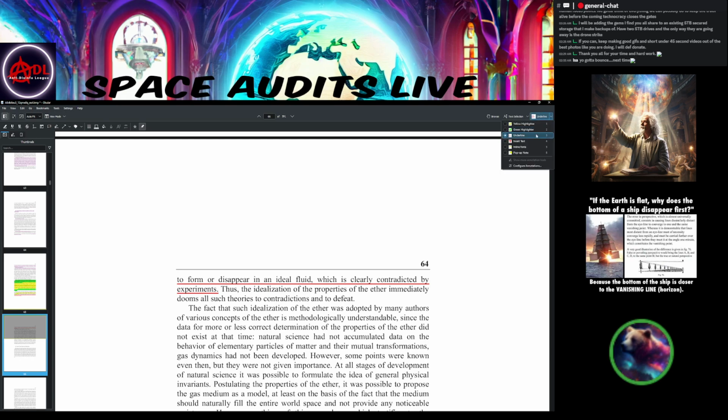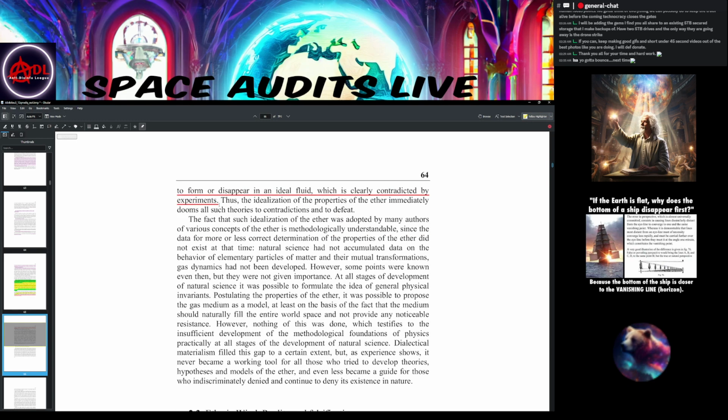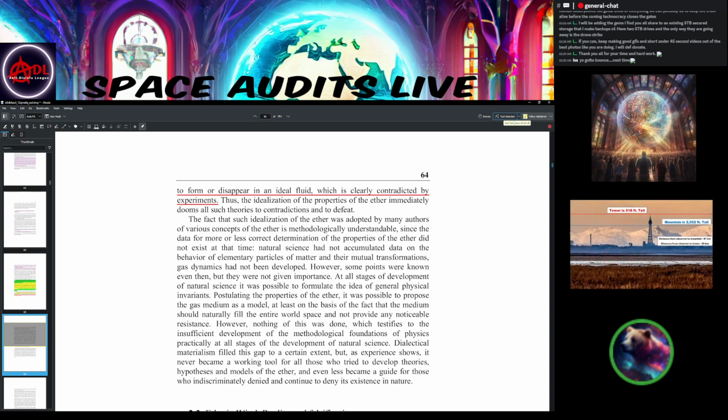Let's see which experiments they're talking about there. Thus, the idealization of the properties of the ether immediately dooms all such theories and contradictions to defeat.